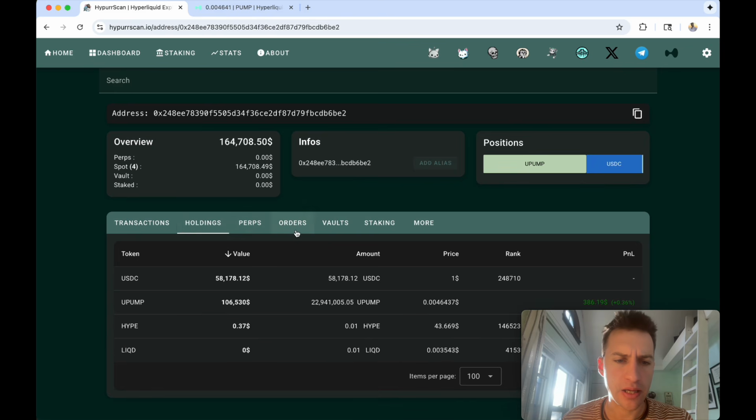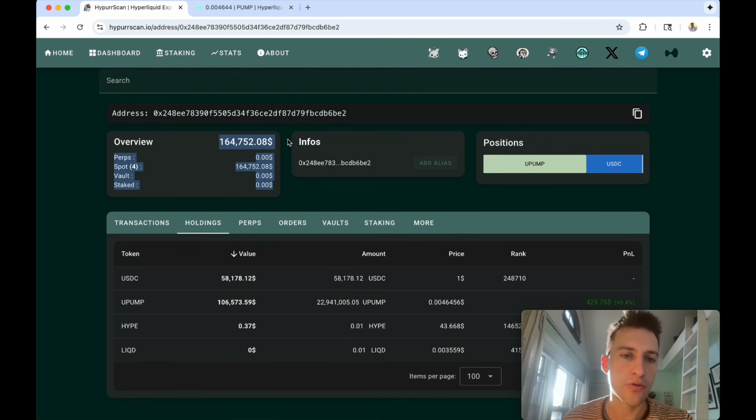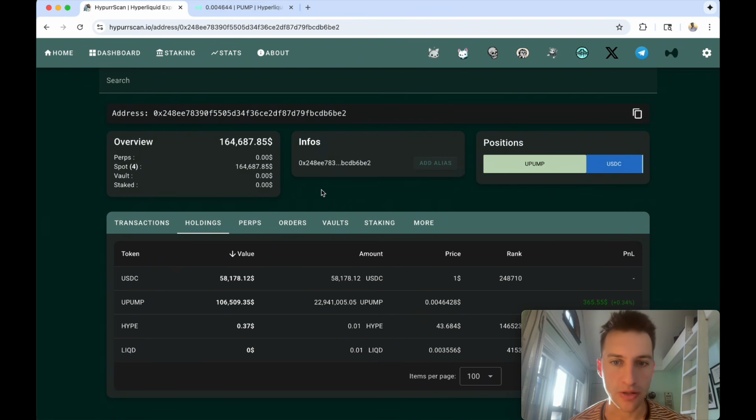Doesn't say that he has any perps right now. You can see he's buying up spot, right? He's just continuously buying up spot that we can very easily front run. That's why it said he doesn't have perps, because he's just buying spot. You can also see the overall balance that he has. The overall balance is helpful because you're also going to be able to see how much more of the asset he can actually buy, right?